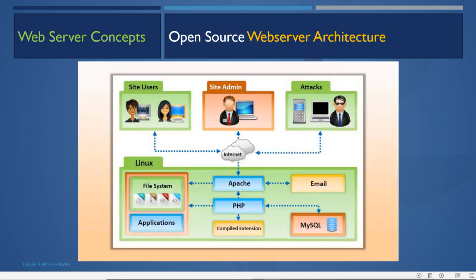Now, open source web server architecture. If you see a web server which is open source, that means it is not proprietary, anyone can access it. It is Linux or Unix based, so we can say a Unix based web server is called an open source web server. The architecture for this is simple: we have the web server application, that is Apache. Apache is mostly used for open source web servers like Linux. This Apache based server can support the PHP language and also compiled extensions.